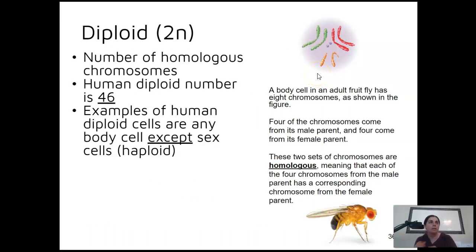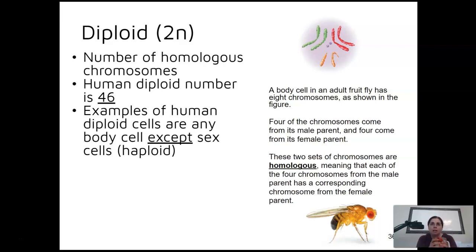Diploid is represented by 2n, and it's the number of homologous chromosomes, so those paired ones. For humans, again, like I mentioned, that's 46. Examples of human diploid cells are any body cells except the sex cells. Those ones, as we just discussed, are haploid.